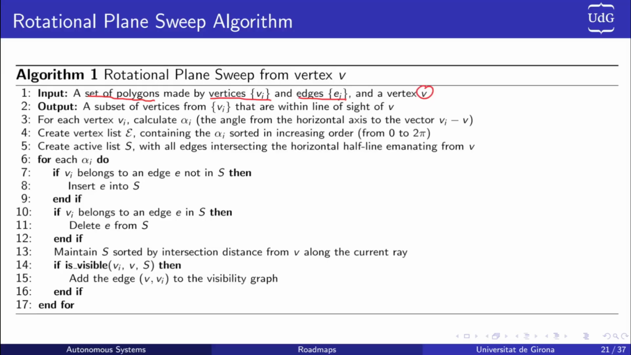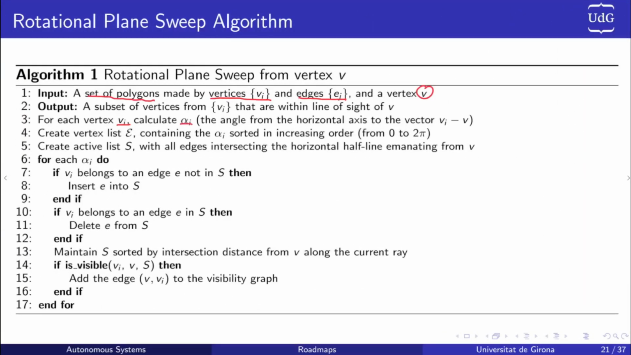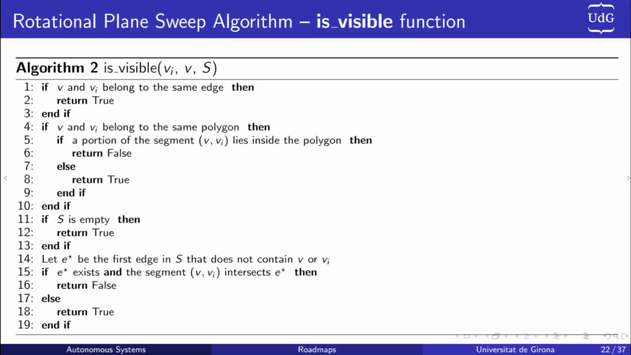Then for each vertex, you need to compute this alpha i, that is this angle from the horizontal vector. Maybe we can go through the algorithm, but probably it's better if I just go through the example, because otherwise it can be a little bit complex. As I told you, this is the main algorithm that you can find in the textbook, but in the textbook there is always an "if visible" step, and this is sometimes only slightly explained, so I tried to do my best to put it not in words, but in code.